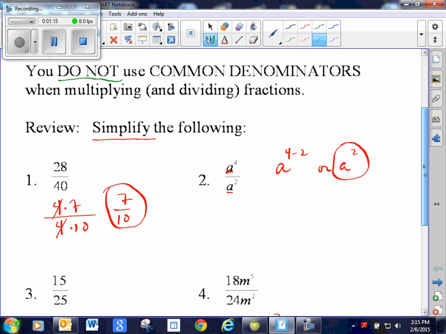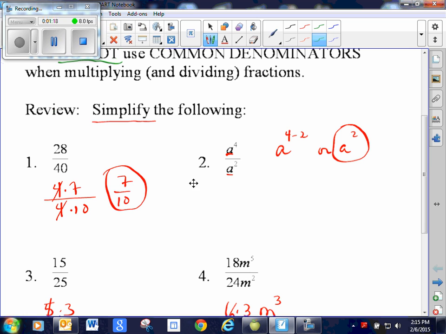So let's go through a few of these. Reminding, these are just simplifying these fractions. We've been doing this in all of chapter 4 and actually early chapter 5, so this should not look new to you. 28 I can think of as 4 times 7. I can think of 40 as 4 times 10. The 4's cancel. 7 over 10 is my answer. They're relatively prime, so I am simplified to the most possible way I can be.